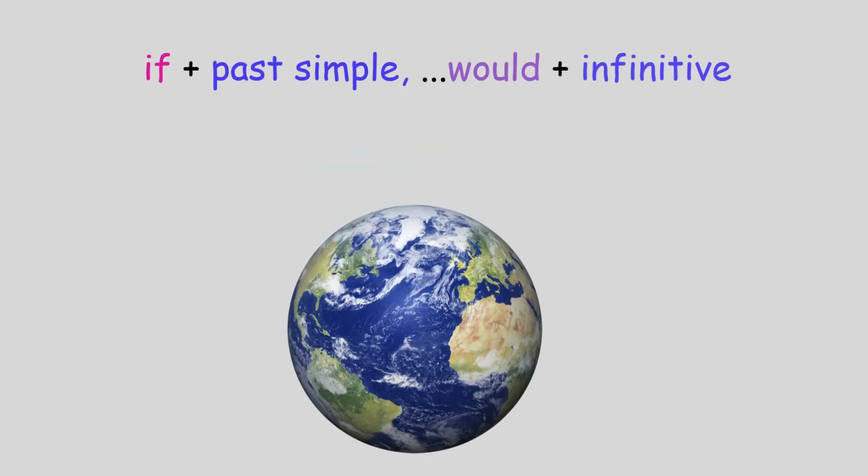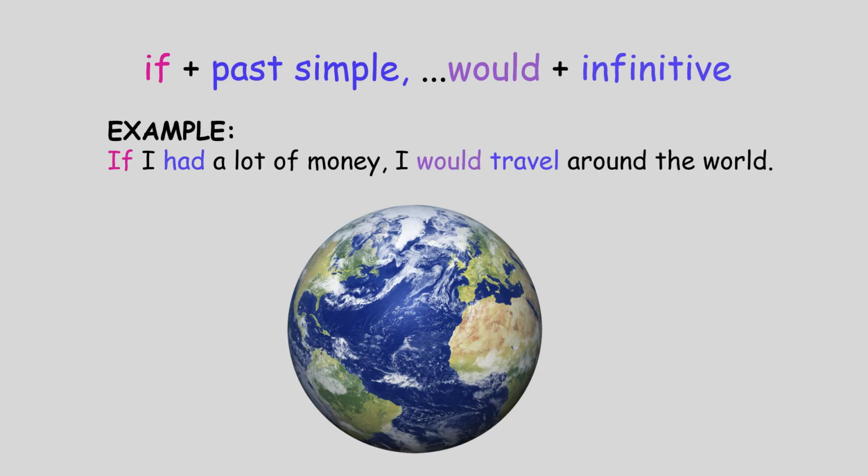So remember, the second conditional sentence is created by using two clauses, the if clause and the main clause. The if clause should have a past participle, and the main clause should have would followed by an infinitive. For example, if I had a lot of money, I would travel around the world.